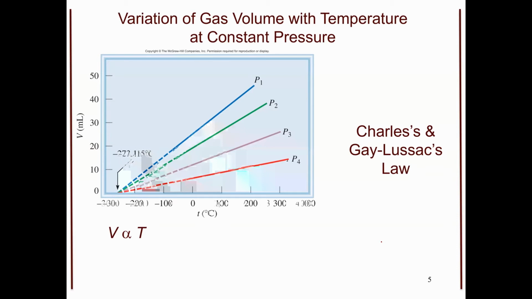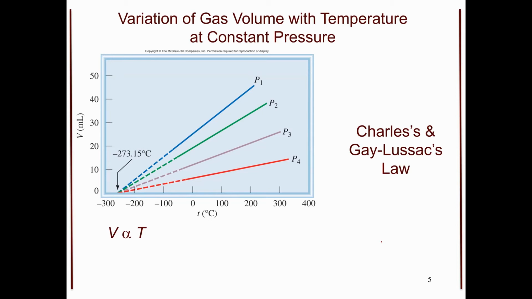Also notice that they will reach an intersecting point at negative 273.15. This is 0 degrees Kelvin. At 0 degrees Kelvin, we are going to have no volume because our gases are going to have so little energy that they will actually become a solid. We will talk about that in kinetic molecular theory.